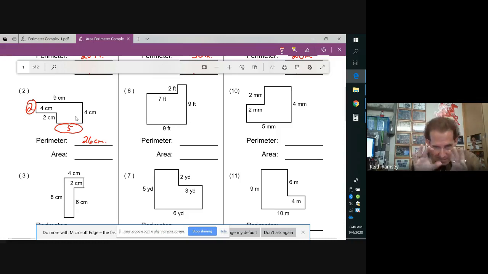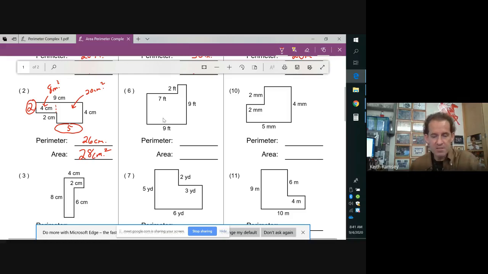And then I have to separate the composite shape into different rectangles. So I might try to separate this one right here. This little top left rectangle looks like it's 4 by 2, so I know 4 by 2 is going to be 8 square centimeters for that part. And then this rectangle over here looks like it's 5 by 4. It's not 9 by 4 because 9 extends into this little rectangle that I already counted. So I want to do 5 by 4, which is 20 square centimeters. And then I want to find the sum of those two products. So 8 plus 20 is going to be 28 square centimeters for the area.